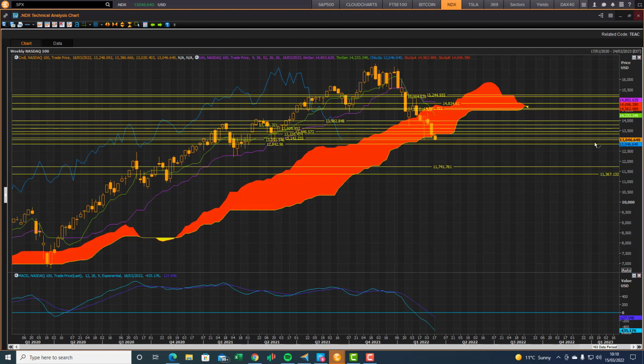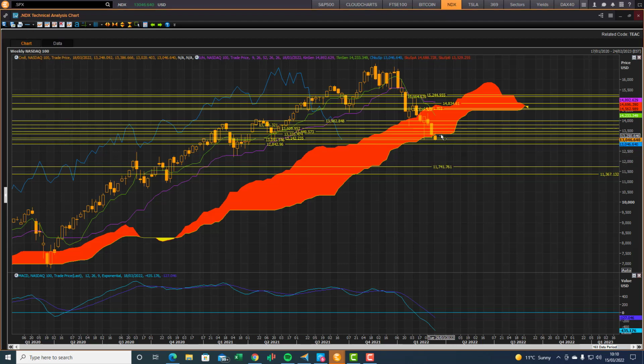But on the weekly, a bit of a problem here because we're now below the bottom end of the cloud, so that's overall very bearish. There was another sell signal up here on the weekly cloud chart, so we had plenty of warning signals that this correction might last a little bit longer. And now, levels to watch out for.